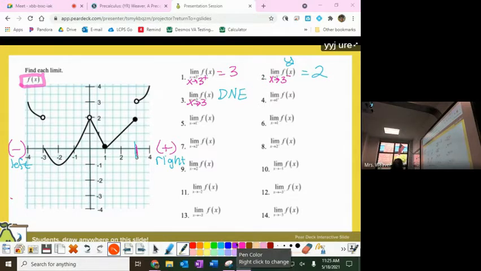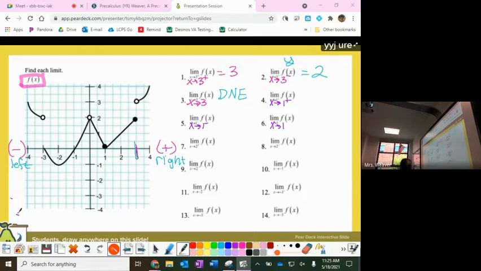Okay, so we're going to try that again with another couple numbers. So this next one is asking as x approaches 1 from the right, as x approaches 1 from the left, and as x approaches 1 overall. Okay, so for the overall limit of that number to exist, it's got to be the same from the left and from the right. Okay, so let's try that first one.